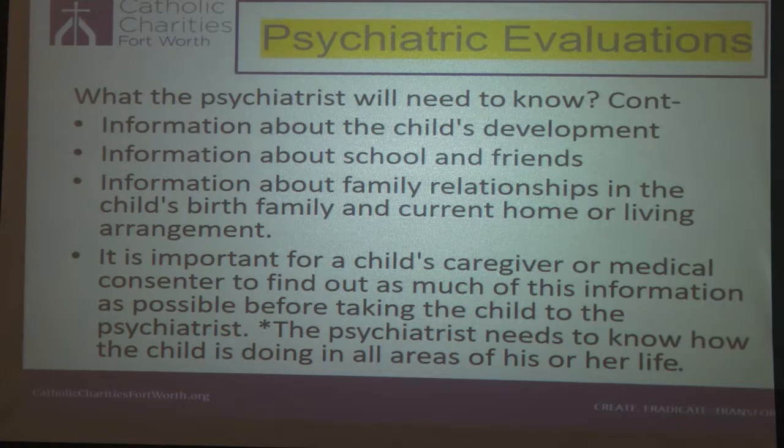What the psychiatrist will need to know: information about the child's development, information about school and friends, information about family relationships in the child's birth family and current home or living arrangements. It is important for a child's caregiver or medical consenter to find out as much of this information as possible before taking the child to the psychiatrist. The psychiatrist needs to know how the child is doing in all areas of his or her life. So if there's a need for psychiatric evaluation, you need to have all this information up front when you go to the psychiatrist so that the proper diagnosis can be made and proper medication can be ordered.